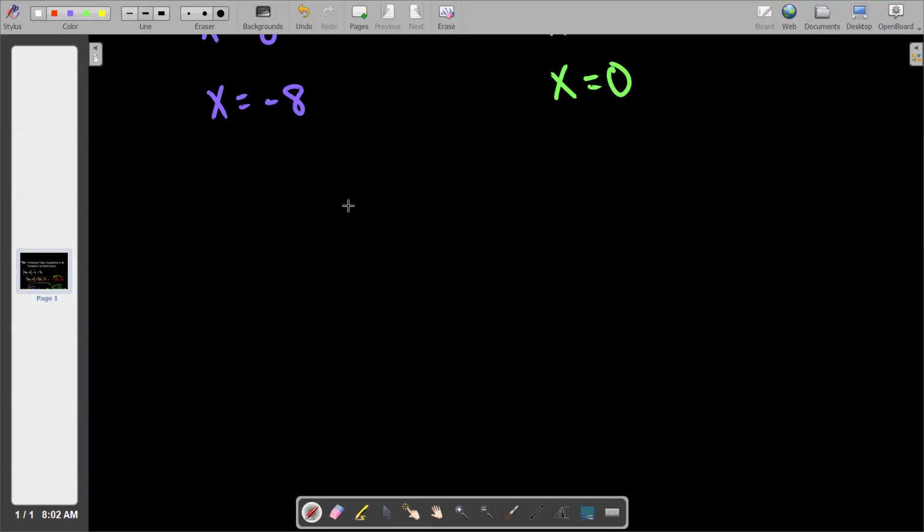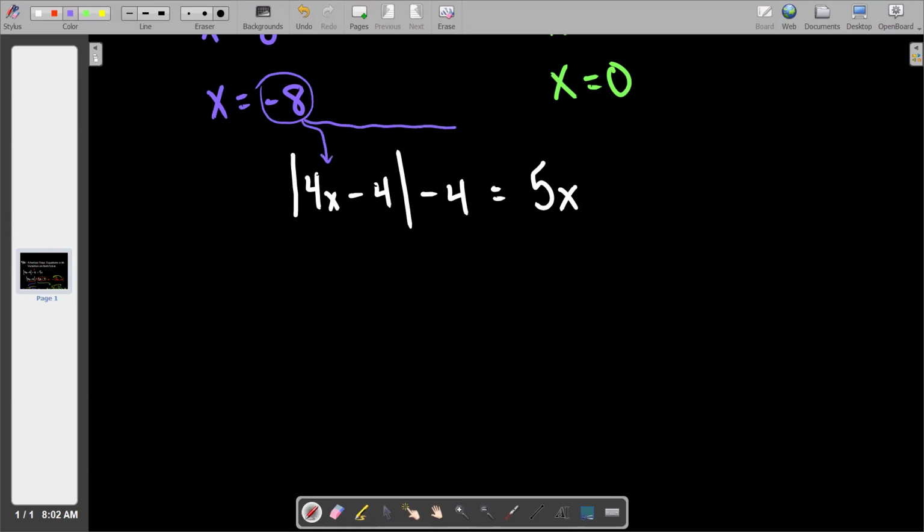So the original problem, I'm going to recopy it just so I can have it on my screen, said the absolute value of 4x minus 4 minus 4 equals 5x. So what I'm going to do is one at a time, I'm going to take these numbers and check them. I told you yesterday that it was like, do it or don't do it. That is gone now. There's no more. It's up to you. You need to check your answers now. So we're going to take -8 and we're going to put it right here. And we're going to put it right here. And we're going to see if this equation that we get is true or a load of baloney.